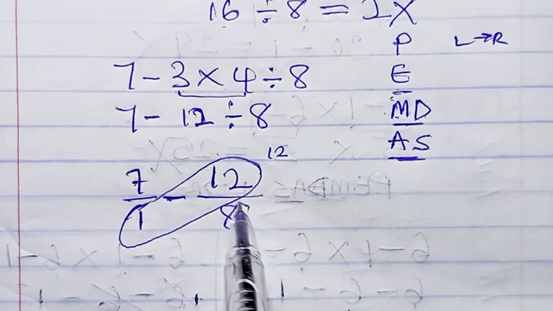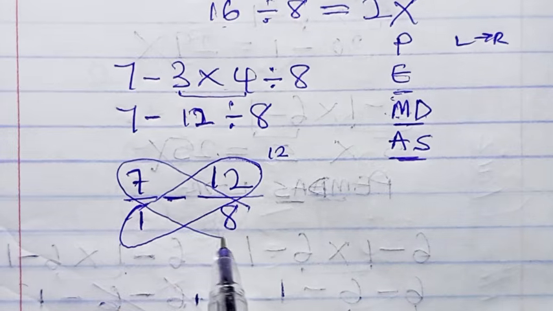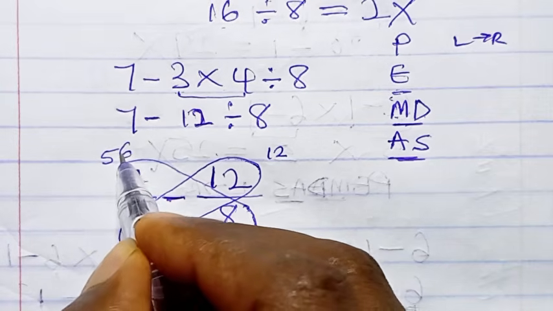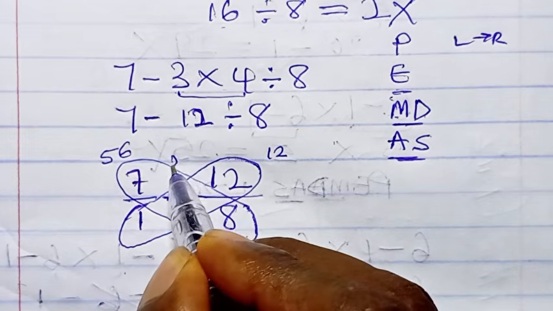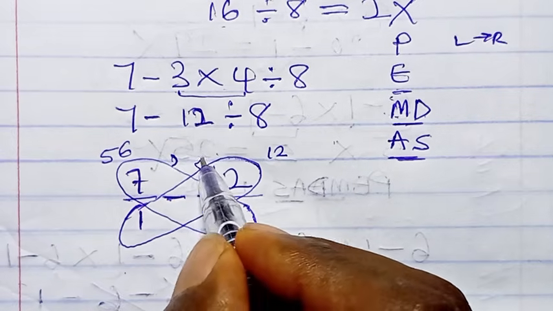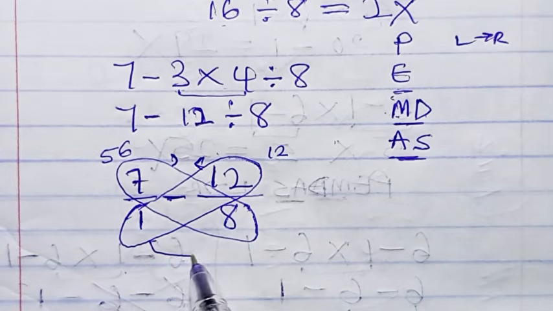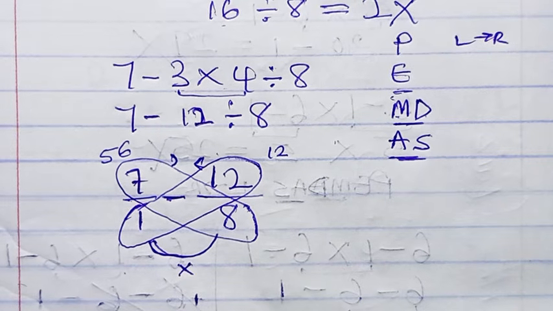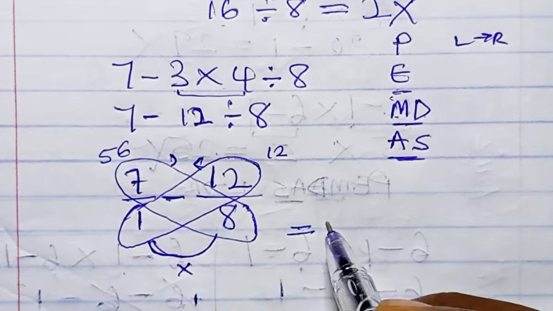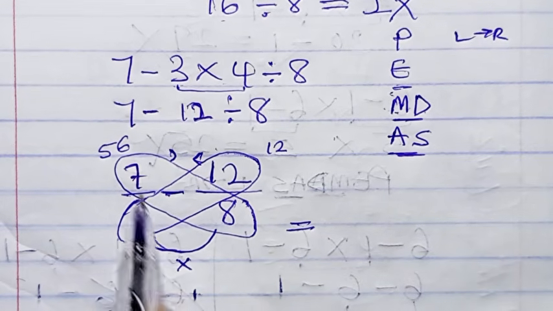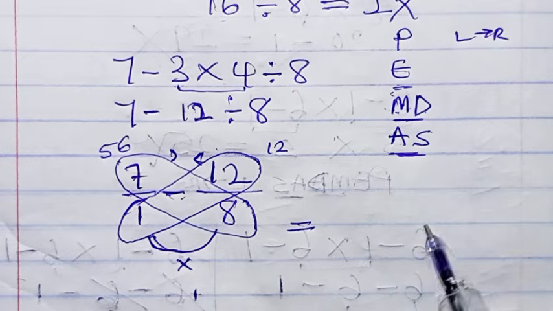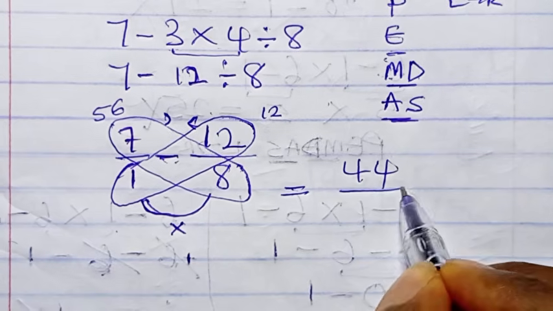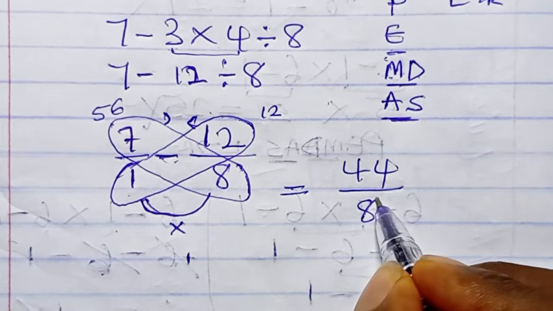So let's draw the other angle. 7 times 8 is going to give us 56. Right? So we can put the antenna like this. Now let's draw the body. So 1 times 8 is going to give us 8. Here's multiplication. So now therefore, our answer will be what? This is minus 56 minus 12 is going to give us what? It will give us 44 over 8 times 1 is going to give us 8.